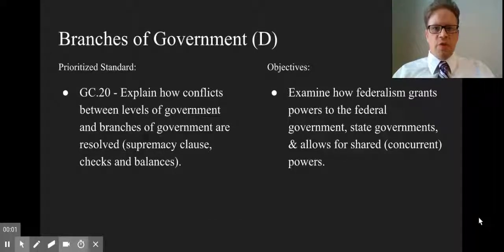Hello, this is the Branches of Government, Section D, Federalism lecture. Our prioritized standard is Government Civic Standard 20. Objectively, we're going to examine how federalism grants powers to the federal government, state governments, and allows for shared or concurrent powers.